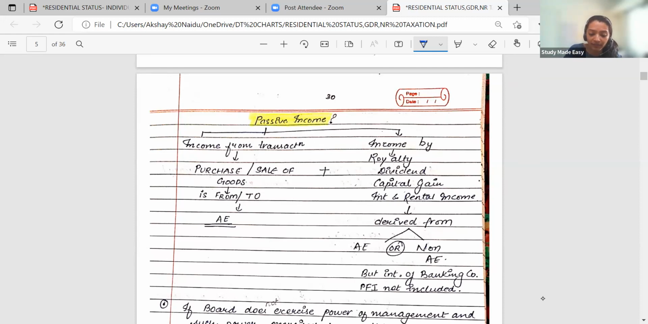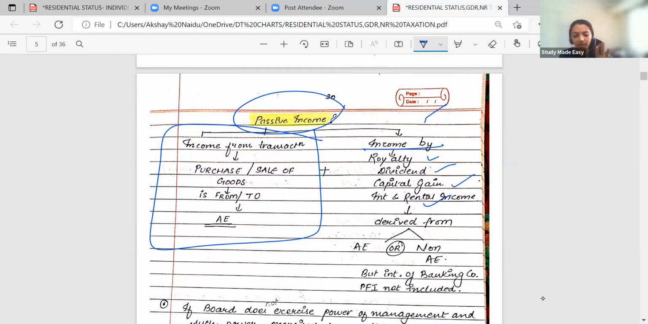Now, what is passive income? Income by royalty, income by dividend, income by capital gain, rental income. Are you getting? These are not active income. Your royalty is other source income, your dividend is other source income, your capital gain is other source. That means not from PGBP. So these are all your other income, not from active business, derived from whether an associate enterprise or not an associate enterprise.